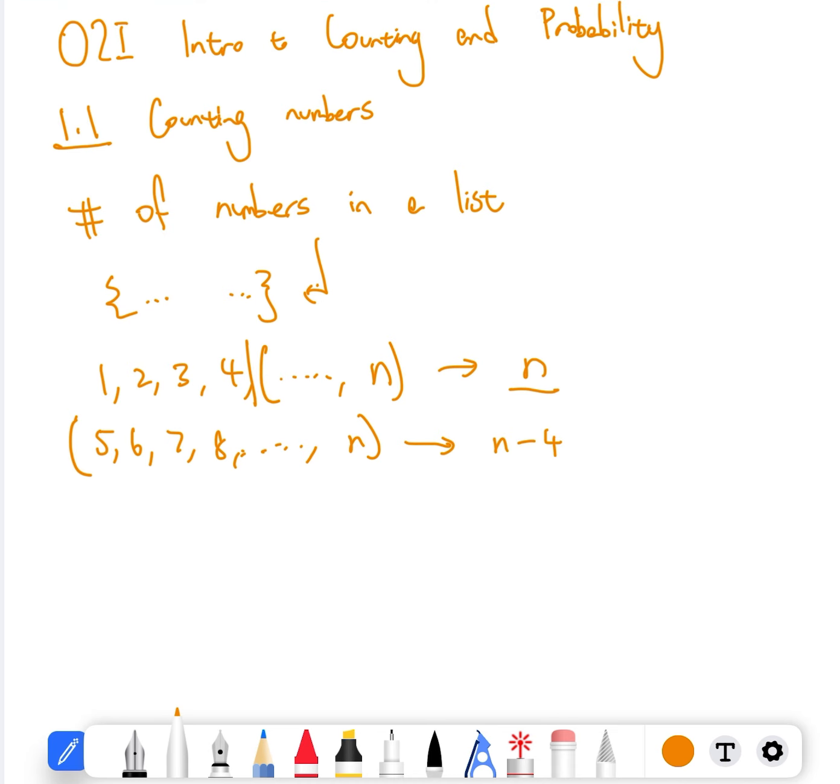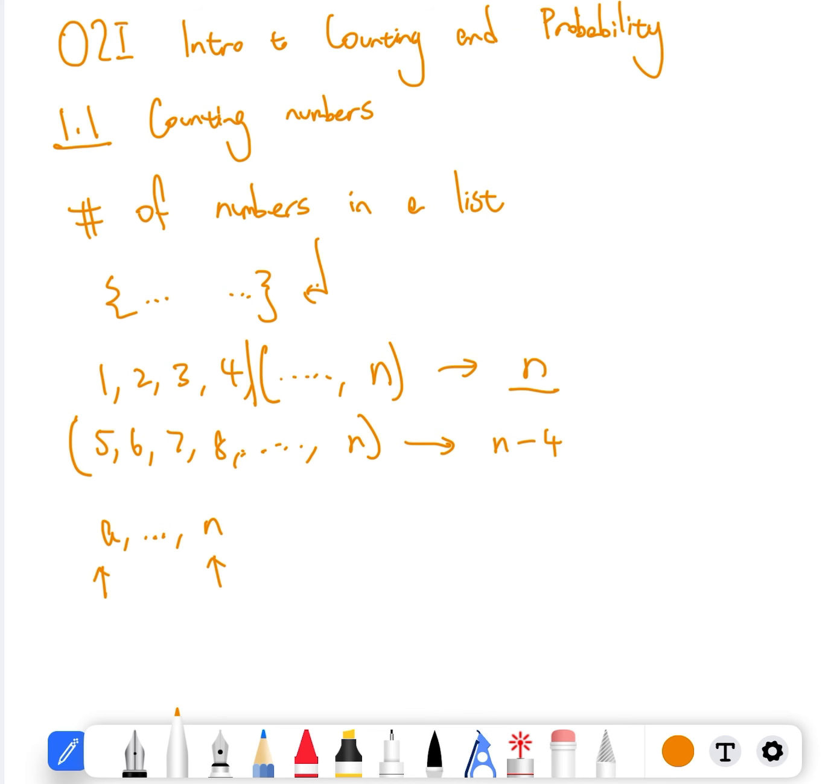Now, instead of using 5, we'll switch to a different number to further understand this. Let's say it's a and then ... n, where a is the smallest number in the list, and n is the biggest number in the list, and we're trying to find the total number of numbers in the list. Now, we can derive a general formula by first looking at these two examples.